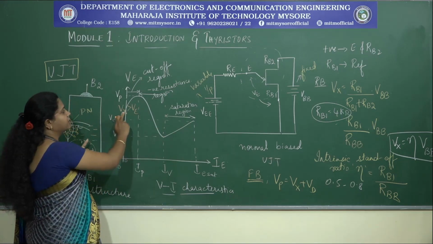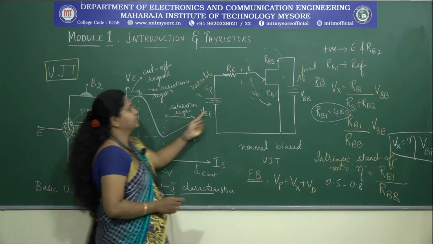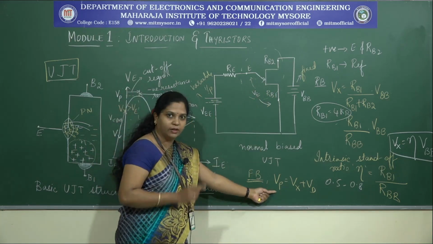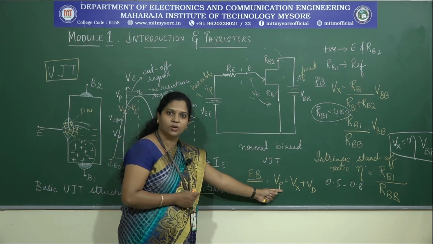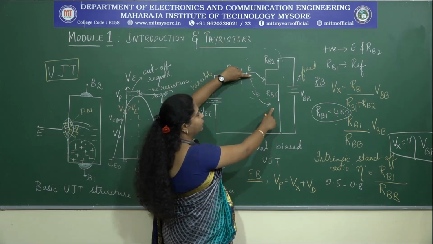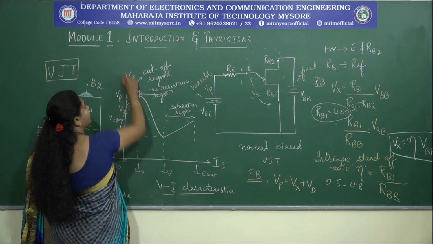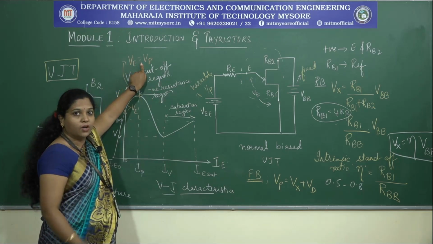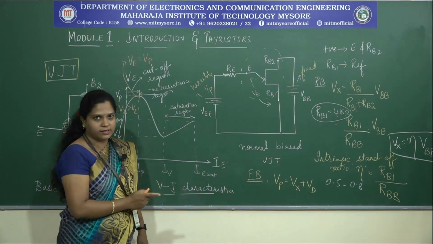Now what happens at one instant of time when the applied voltage VE is equal to Vp? When do we say that the UJT is in the on state? When it comes across the voltage Vp. So when is it going to come across Vp? When VE is equal to Vp. At this instant of time, what is the equation? When the voltage VE is equal to the peak voltage, only at this instant of time does the UJT go to its on state.